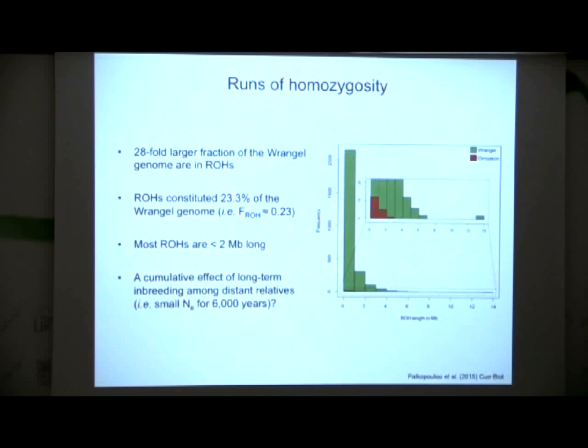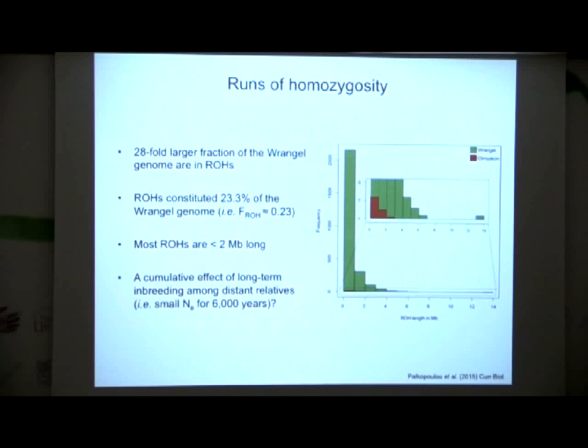But what's interesting here is that for full sib mating, you would expect runs of homozygosity that were tens of megabases long, or even longer. That's just how genetics works. But the Wrangel individual's runs of homozygosity, almost all of them, are less than 2 megabases long. So what we infer from this is that this Wrangel individual, it was a boy, his parents were not siblings. That's impossible given our genome data.